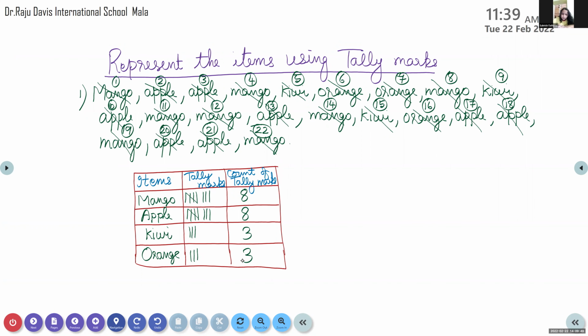Orange, four? Sorry, ma'am, three. Just count it. 8 plus 8 is 16. 16 plus 3 is 19. 19 plus 3 is 22. Correct, no? 22 items are there. At last, if you want, you can count them.